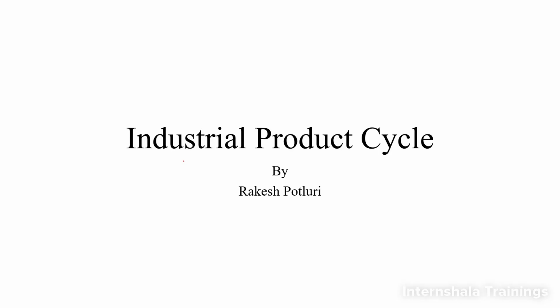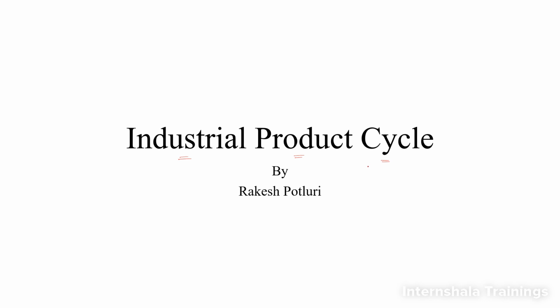In this lecture, we are going to talk about the industrial product cycle. So what do you mean by industrial product cycle? The industrial product cycle is nothing but the sequence of operations involved from the design of a product to the manufacture of the product and sending the product out into the market.